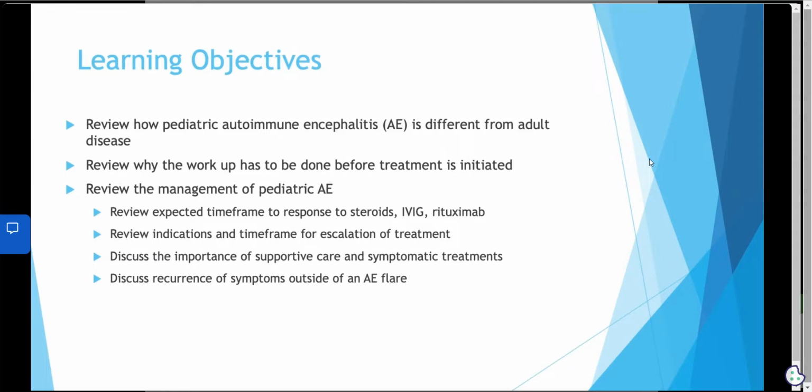Review the indications and time frame when to escalate treatment, discuss the importance of supportive care and symptomatic treatments, and then discuss a little bit about the recurrence of symptoms outside of an AE flare.